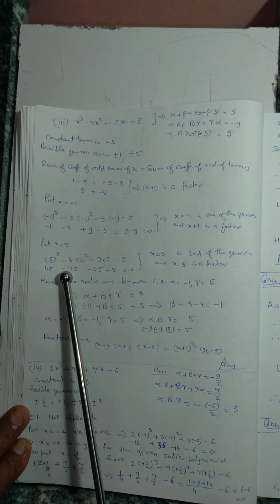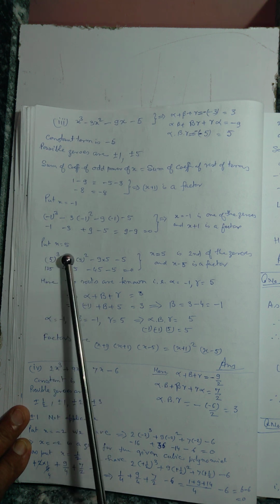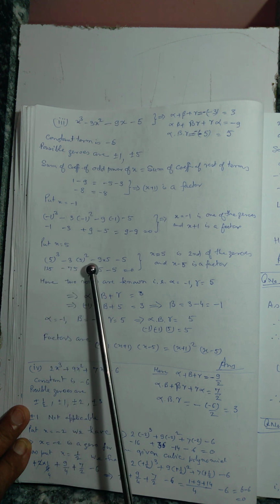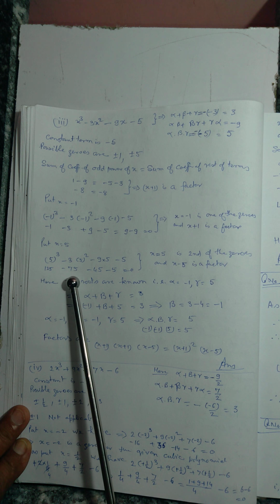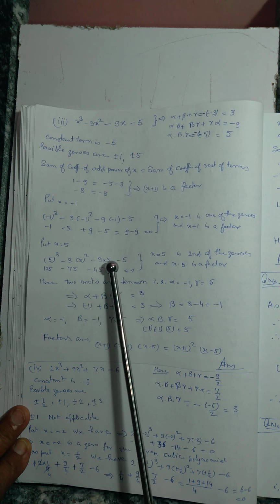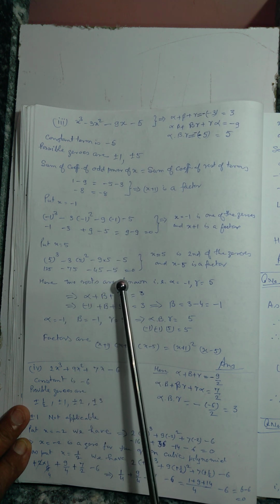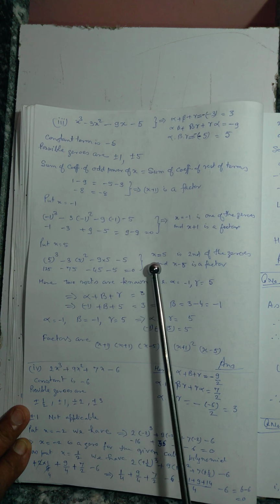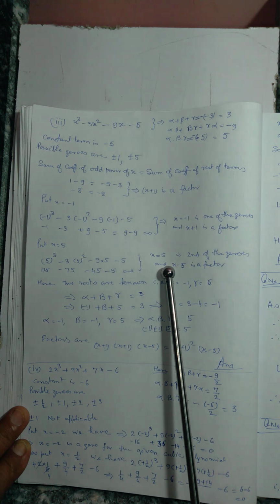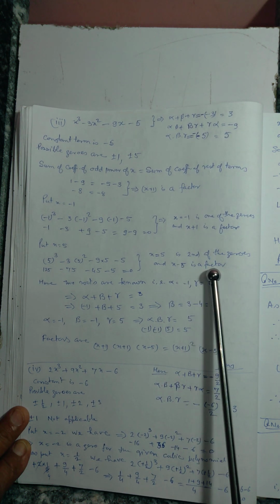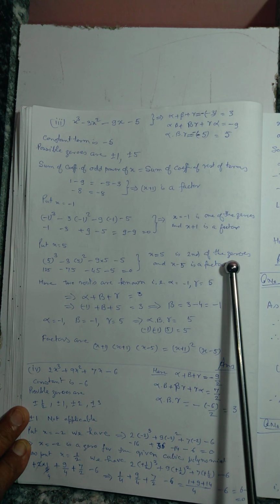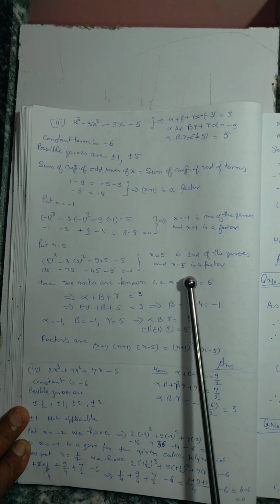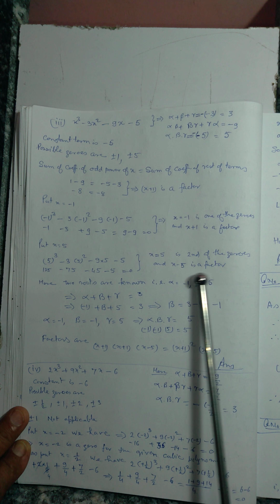Now put x is equal to 5. So 5 raised to power 3, you will get 125, minus 3 into 5 square, that is 75, minus 9 into 5, minus 45, and minus 5. Solve it, you will get 0. It means that x is equal to 5 is the second zero, and x minus 5 is a factor.